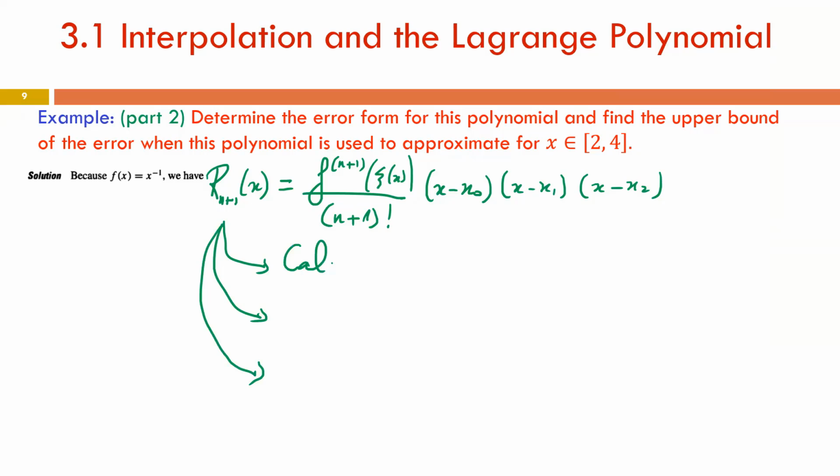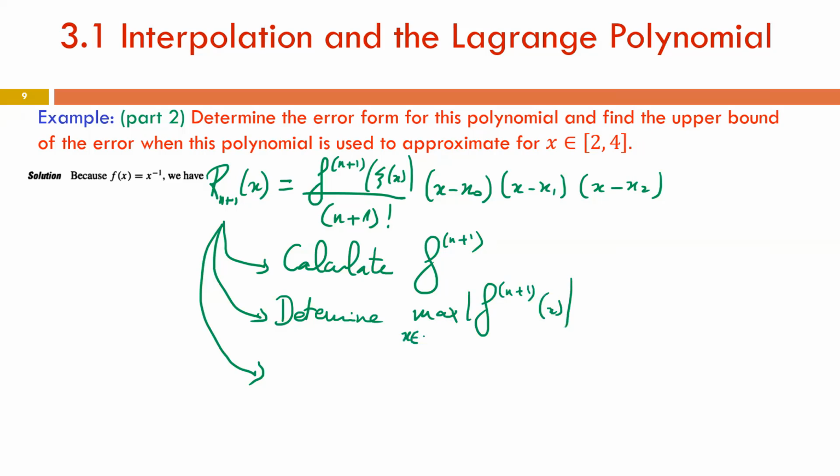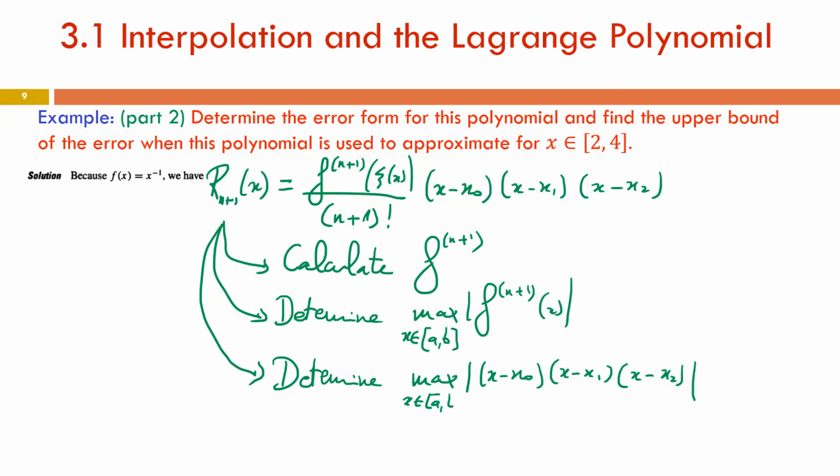We need to calculate the derivative of order n plus 1 of f. We need to determine the maximum value of this derivative on our interval. And we need to determine the maximum value of the absolute value of this product on the interval [a, b]. So this is not easy, but if we are asked to do it, we have to do it.